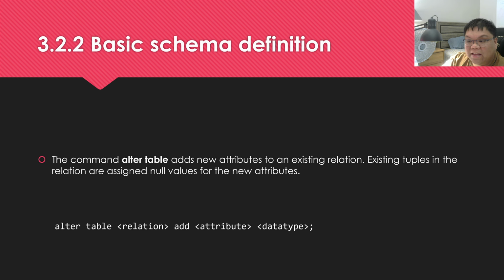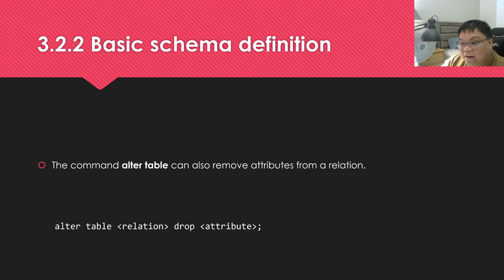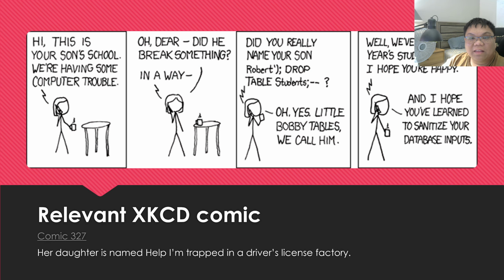Alter table lets us add new attributes to an existing relation. When we add a new attribute to a table, and there's already data in the table, existing tuples will be assigned null values for the new attributes. So alter table, table name, add attribute, data type. And then any existing rows just get null values for that new column. Alter table can also remove attributes from a relation. Oh, and speaking of drop table, this is going to become more important when we start talking about security in a database.